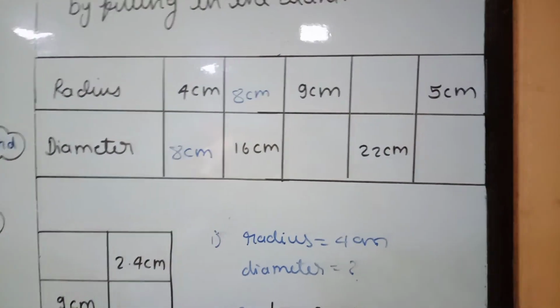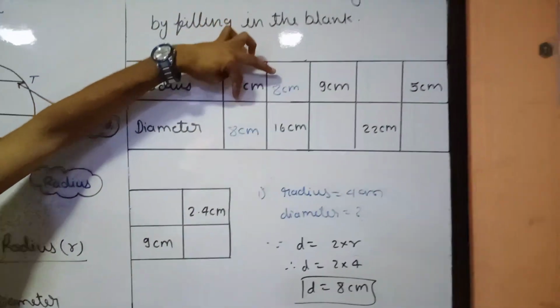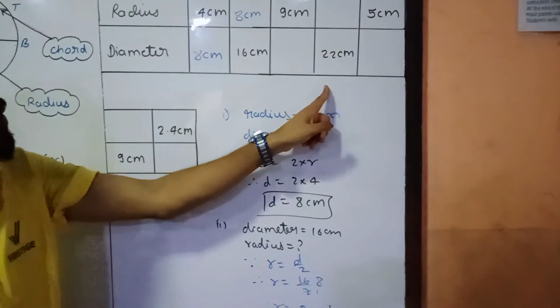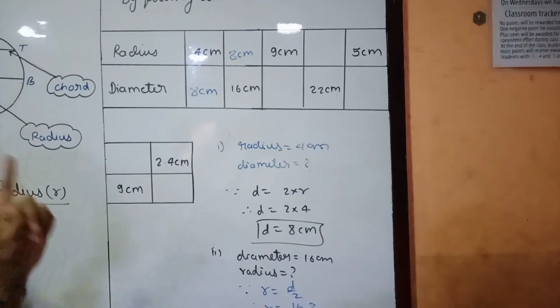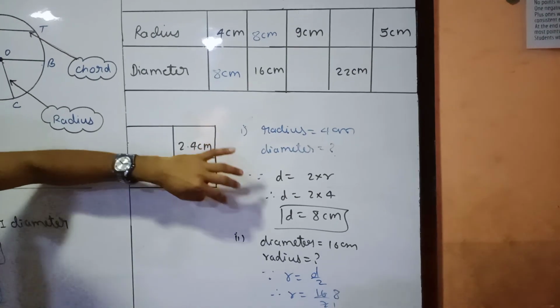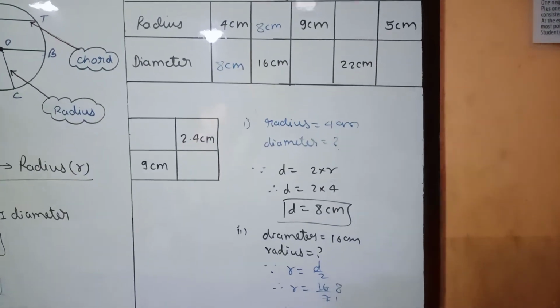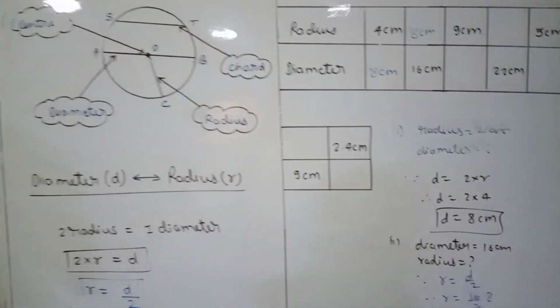So you can see how we got these two values by solving this way. The remaining 1, 2, 3, 4, 5 is the homework for you. You have to solve this way. After that only you have to fill the boxes by finding the radius and diameter.